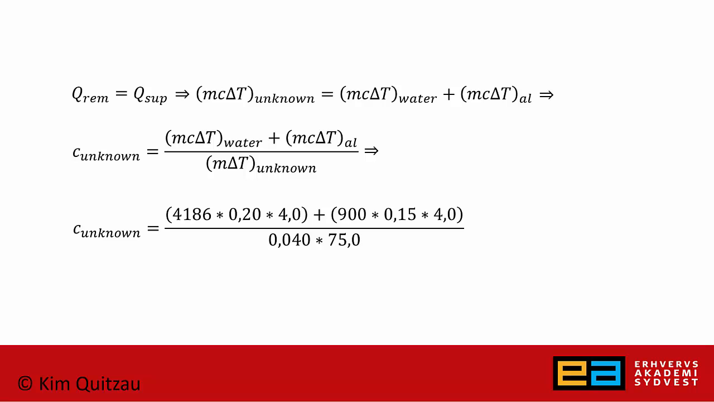Then I can put in some numbers. The specific heat capacities I find in the table on page 293. Then we have the masses and the changes in temperature. And if I calculate that, we have a specific heat capacity of 1300 joules per kilogram multiplied by Celsius degrees.